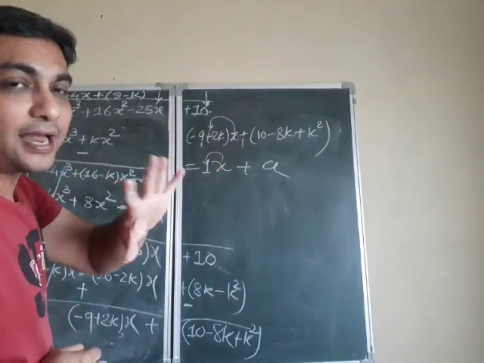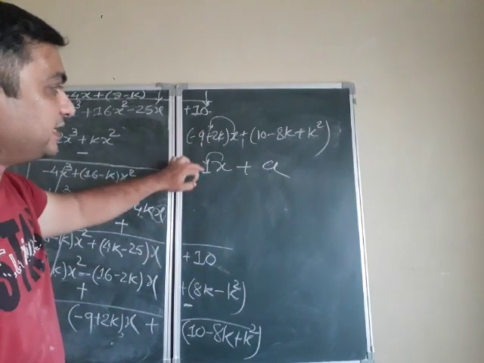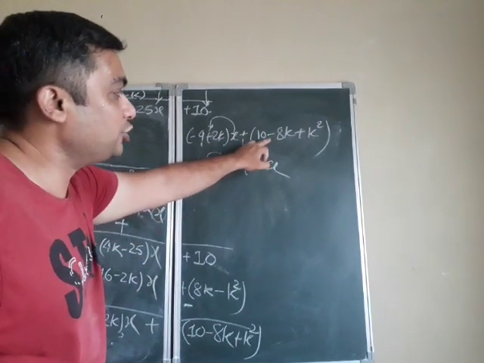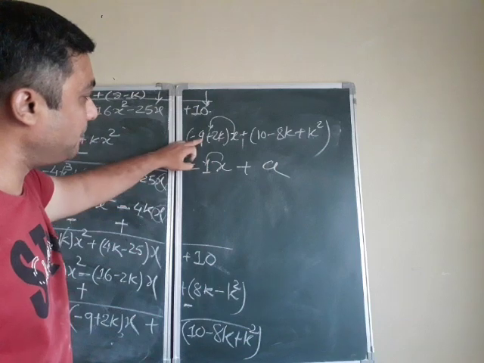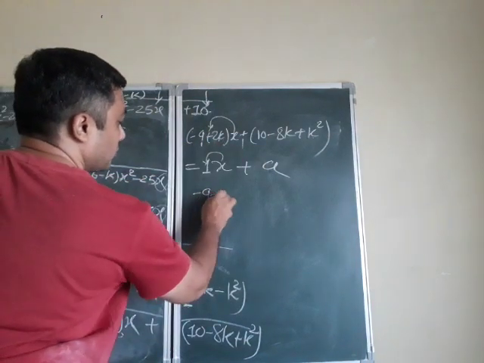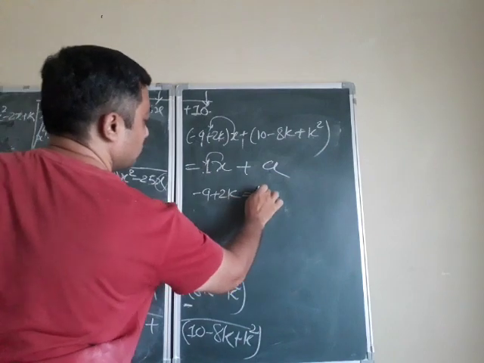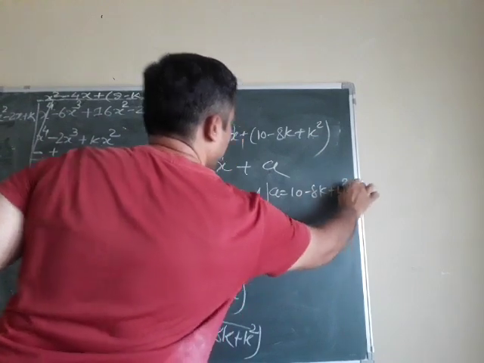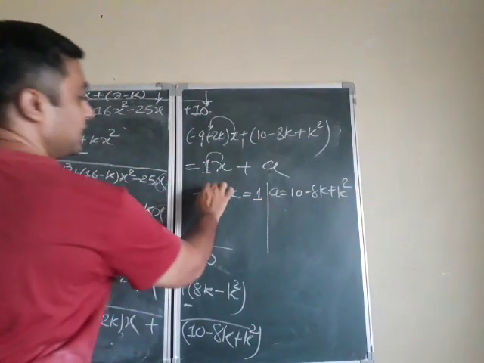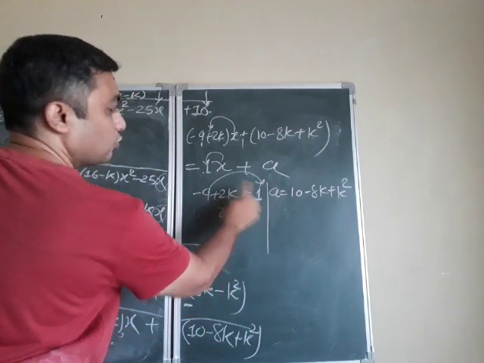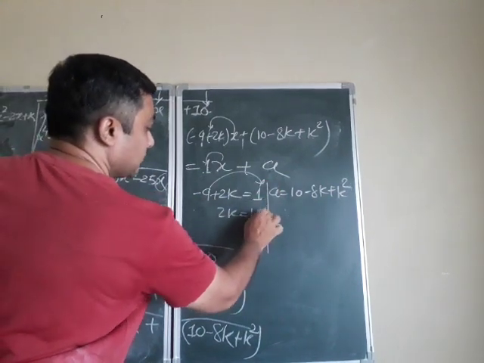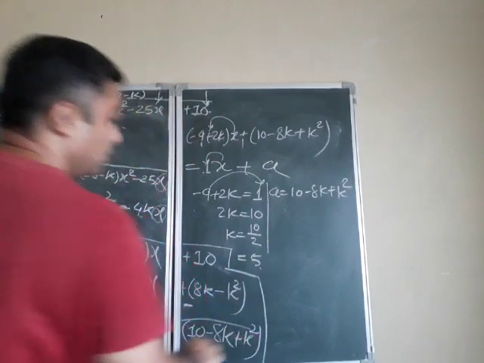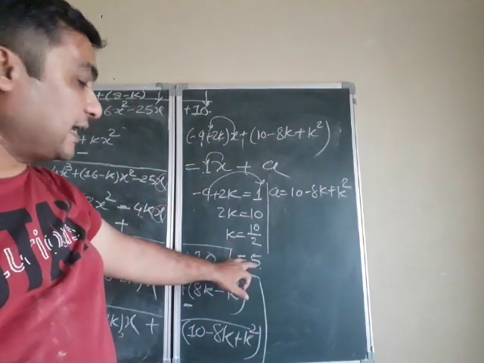These two are equal. So I already suggested in the previous example, when two things are equal, the same terms you can compare together. So x terms you can compare with x and constants you can compare with constants. So you can have minus 9 plus 2k is equal to 1 and a is equal to 10 minus 8k plus k square. Fine. Now minus 9 on this side, so 2k is equal to 1, plus 9 on this side, 9 plus 1, 10. So k is equal to 10 by 2, so it is equal to 5.